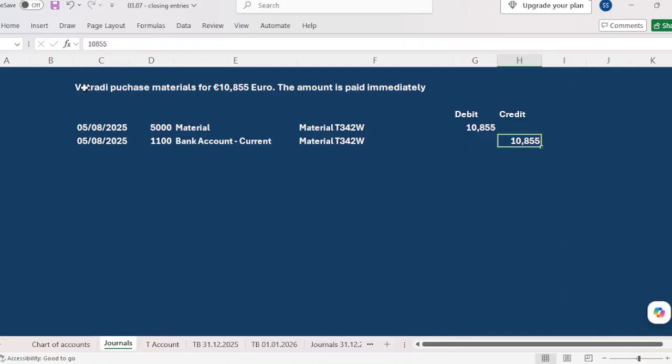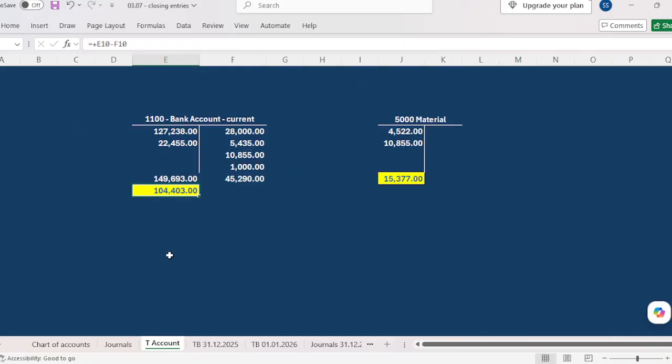Vatradi purchased materials for 10,855. The amount is paid immediately. So in this situation, the journal has the date of the transaction, two GL codes, and an amount in debit and an amount in credit. So this journal creates amounts inside the T account of the two GL codes, like this situation.